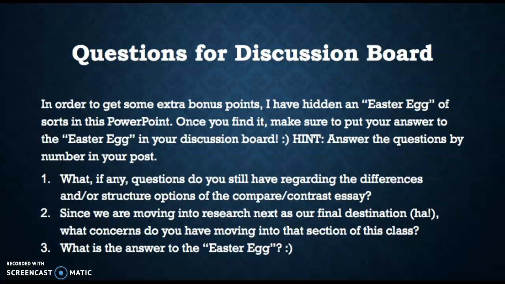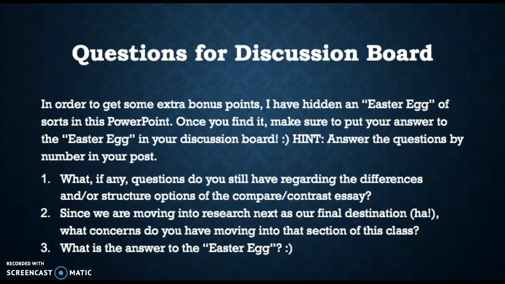And then number 2, since we are moving into research next as our final destination, see what I did there? What concerns do you have moving into that section of the class? To be honest, the research section is one of the biggest. It's always been that way in 1101 and even 1102. So I deliberately did all of these essays up front so that we can spend the next 2 to 3 weeks really trying to understand the research papers. You'll also get a video of me giving you some tips on how to write a thesis, or what should be included and what shouldn't. So just be thinking on that end of things.